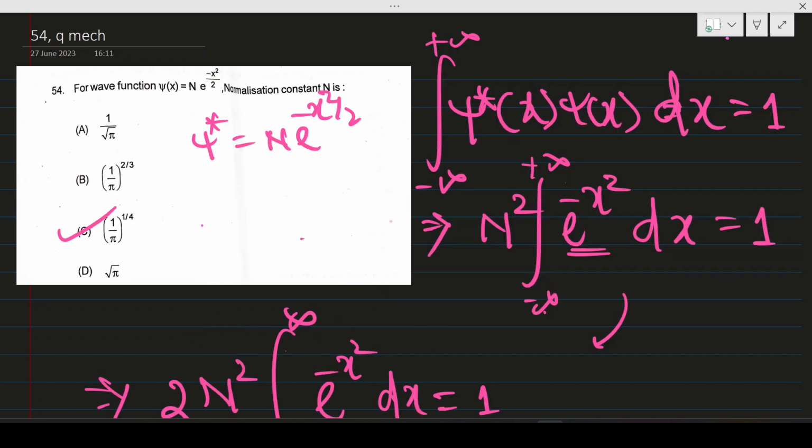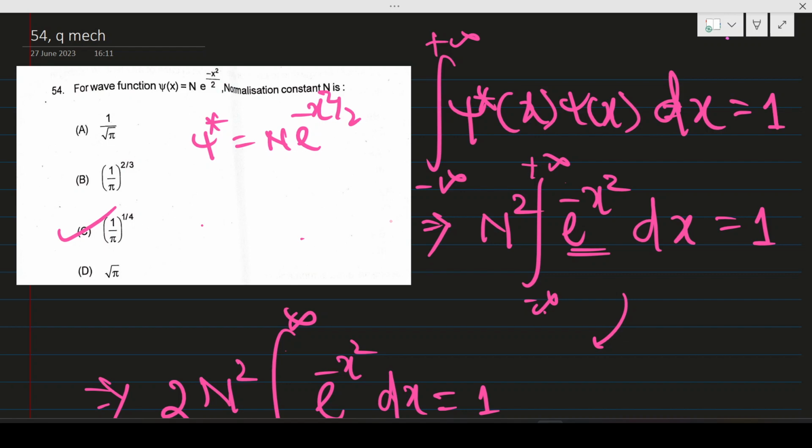Now, the quantum mechanics question started. 54. For the wave function psi(x) equal to N e to the power minus x square by 2, the normalization constant N is? In order to find the normalization constant, you have to use the normalization condition, which is the integration of psi star(x) psi(x) dx equal to 1. As there is no limit given, we will use the full limit, that is minus infinity to plus infinity. Using this, we will solve.